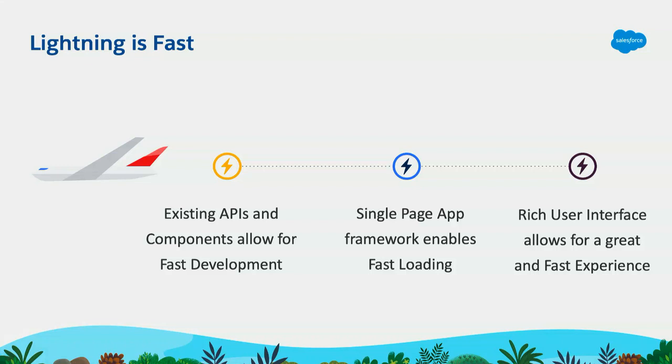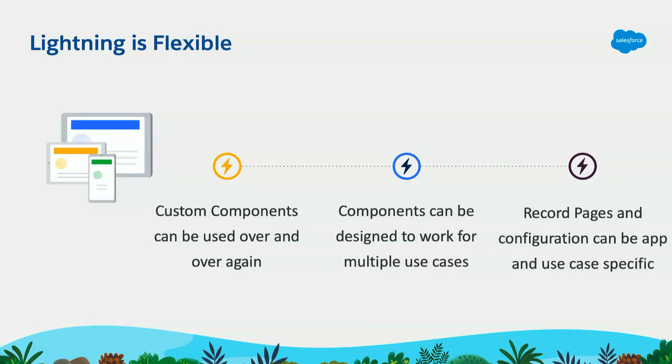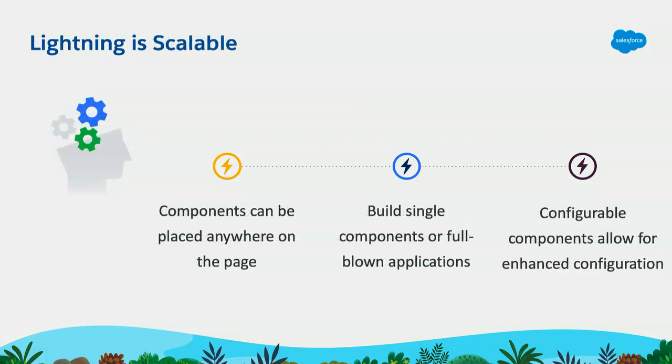Lastly, the rich user interface allows them to have a better understanding of where everything is on the page and how to interact with it in order to accomplish what they need. Next, it's flexible. Our custom components can be built in ways that they can be used over and over again, so you can build one generic component that allows faster development in the future. The components can be designed to work in multiple use cases, whether they take an entire page or fit in just one column of a Flexi page. And lastly, record pages and configuration solutions can be app and use case specific through different flags and different things you can set. And finally, it's scalable. Our components can be placed anywhere on the page. They can scale to the device or the viewport.